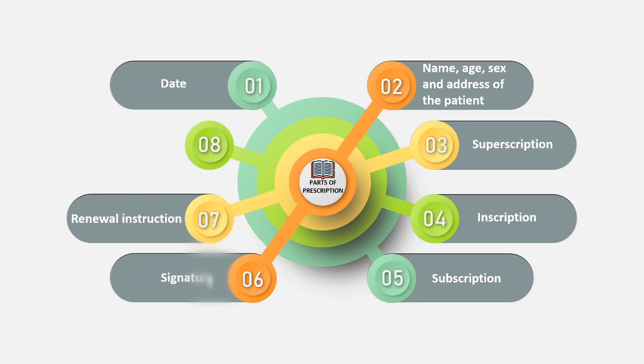Seven is a renewal instruction. The prescriber indicates on every prescription order whether it may be renewed, and if so, how many times. It is very important, particularly in prescriptions containing narcotic and habit forming drugs, to prevent their misuse.